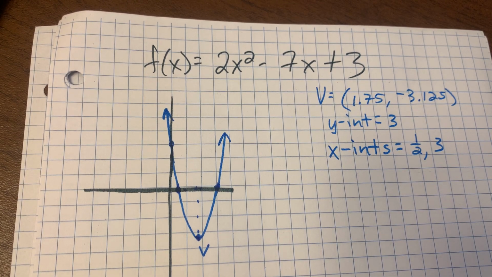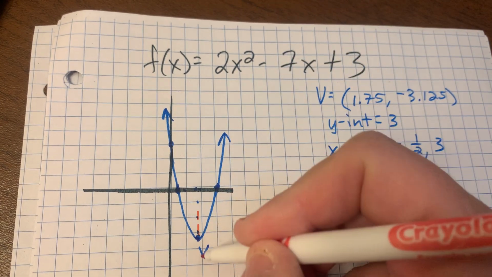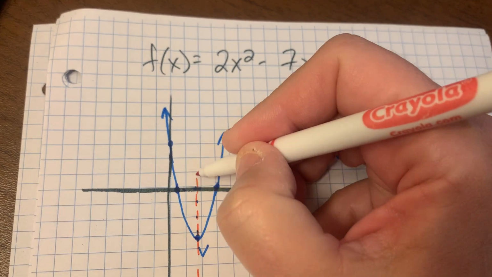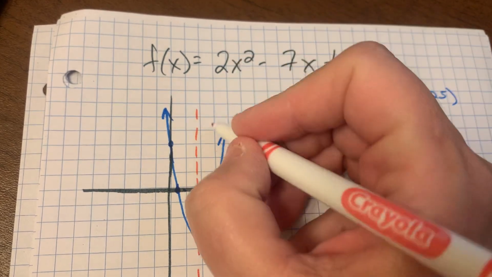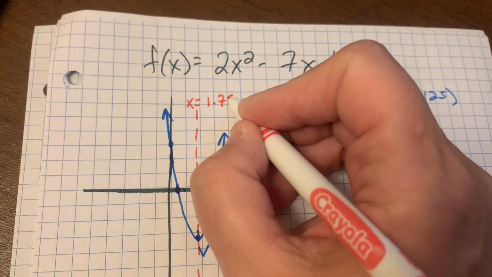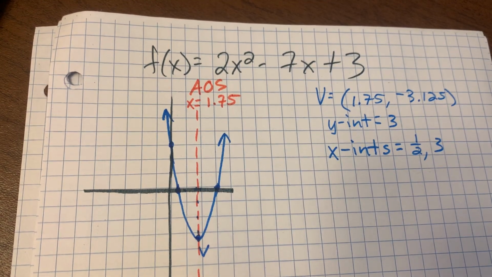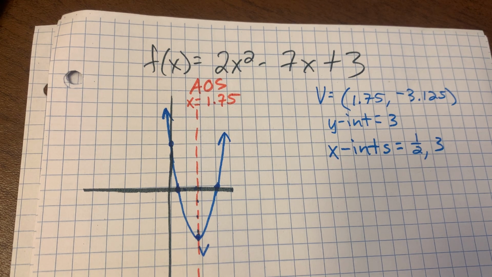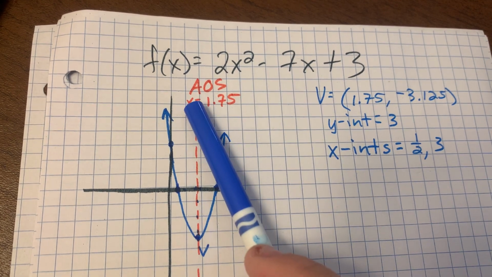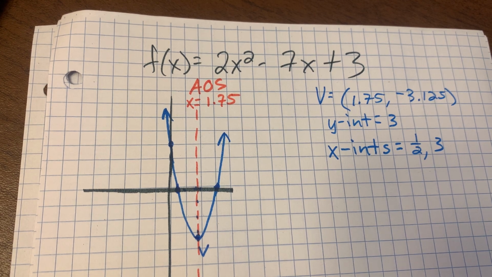Next thing you want to do is to include that axis of symmetry. That's the vertical line that passes through the vertex. I like to do those as dotted. This is the line x equals 1.75. That's your axis of symmetry. Remember that the axis of symmetry is an equation, so you need that x equals in front. Otherwise, you're going to lose some points on your test, and you don't want that.